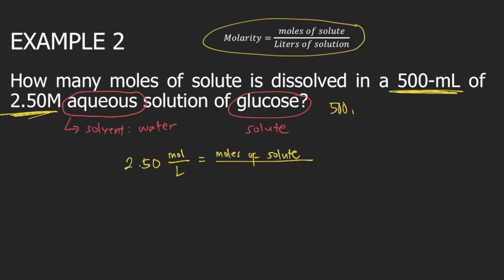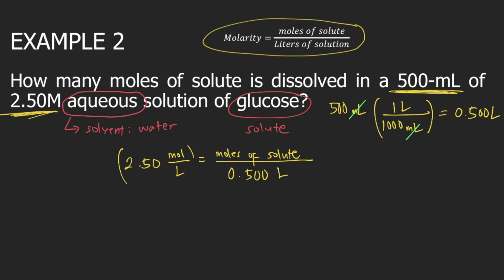So 500 ml, we know that 1 liter is equivalent to 1000 ml. So ml will cancel, and this is equal to 0.500 liters. So we put 0.500 liters. To solve for the moles of solute, you multiply both sides of the equation by 0.500 liters.